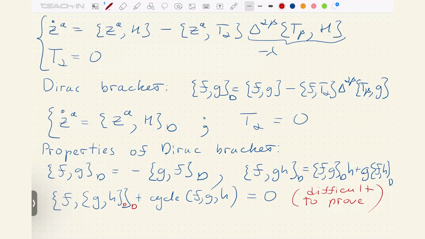What is easy to prove is a simplified version of this identity, which looks like this. We introduce the following equality. We say that f approximately equals g. This means that f minus g vanishes when we set T alpha to zero. Geometrically it means that we restrict our functions to the surface determined by T alpha equals zero. Then we say that two functions are equivalent in this sense, which means they coincide on the constrained surface.